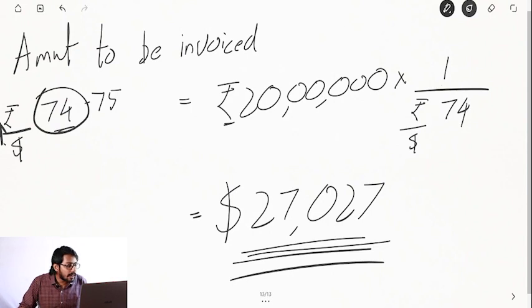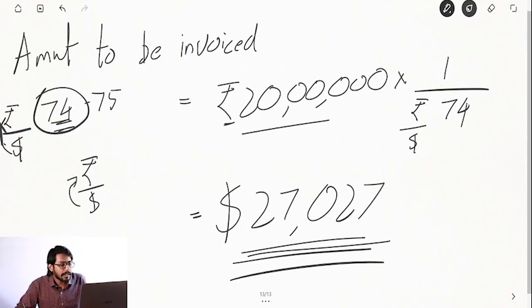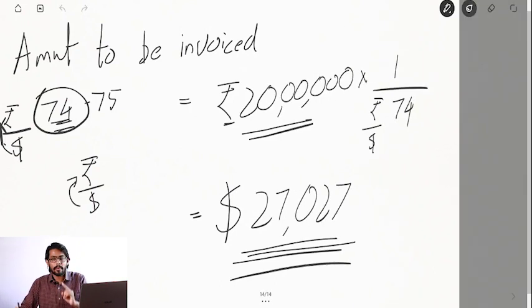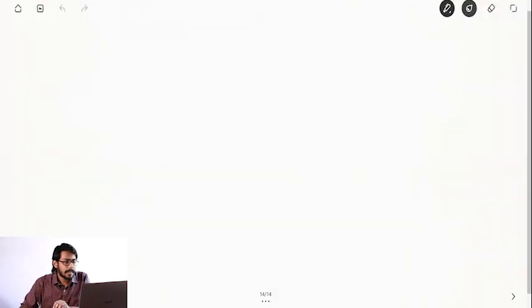You will convert that dollar to rupee. The quotation is rupee by dollar. You will convert dollar to rupee at the rate of 74 and you will get 20 lakh rupees. Understood? Are you getting the clarity, guys? One more question. We'll do one more example. Okay? Pay attention.